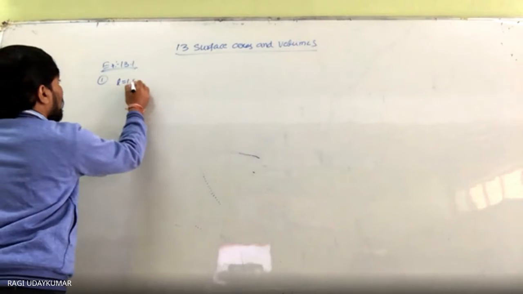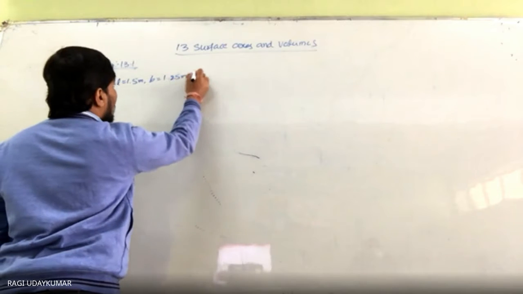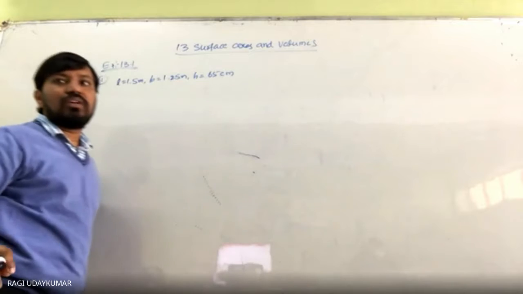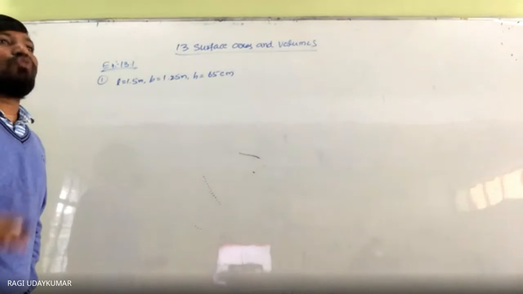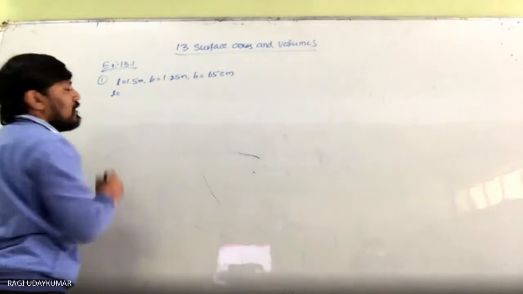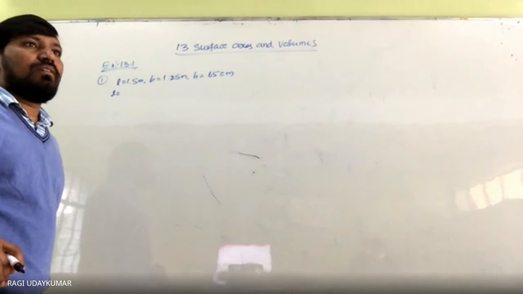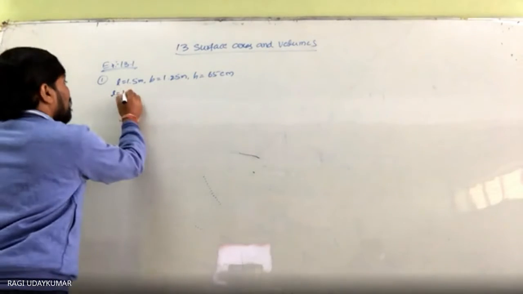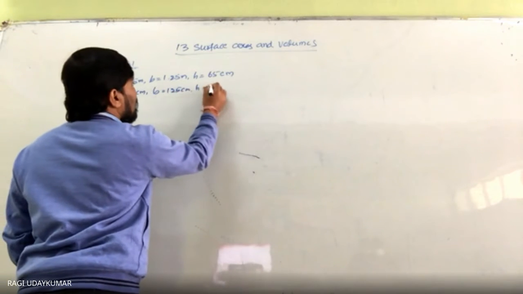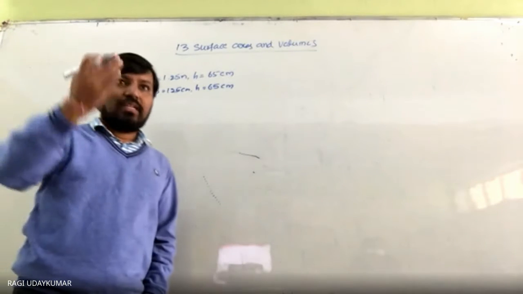Length is equal to 1.5 meters, breadth is equal to 1.25 meters and the height is equal to 65 centimeters. Here, the main thing you need to observe is that all should be in the same units. So you can convert this into centimeters. 1 meter is equal to 100 centimeters. So length becomes 150 centimeters, breadth is 125 centimeters, and height is 65 centimeters. And a box is to be made which is open at the top.